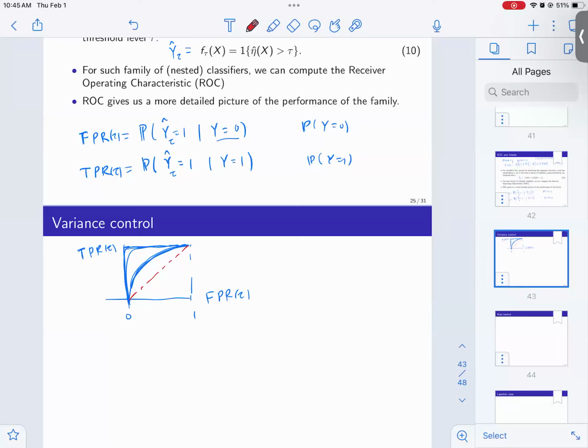If not, it's fine. This line can be achieved by just randomly guessing. Let's say with probability alpha, output 1. So the false positive rate is alpha and the true positive rate is alpha. I can trace this line by a randomized classifier. The other thing that people do is they look at the area under this. It's called AUC, area under the curve of the ROC. This curve is called the ROC, receiver operating characteristic, because it's coming from radar.